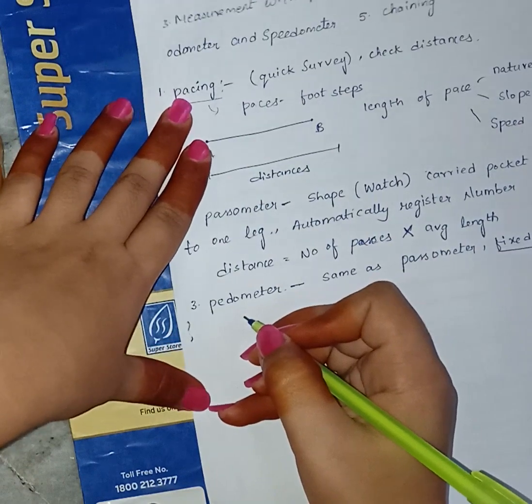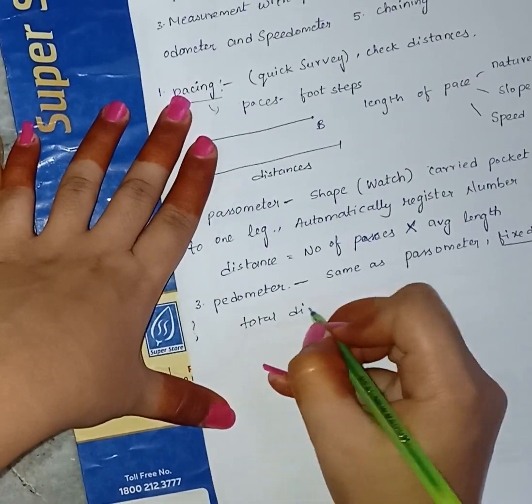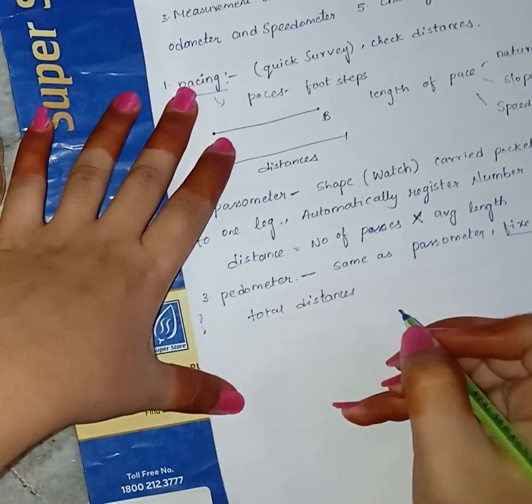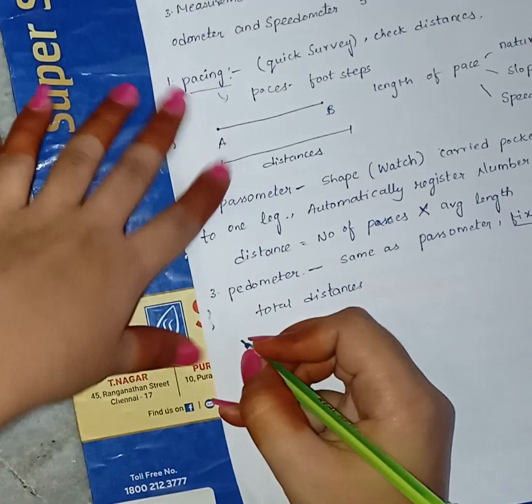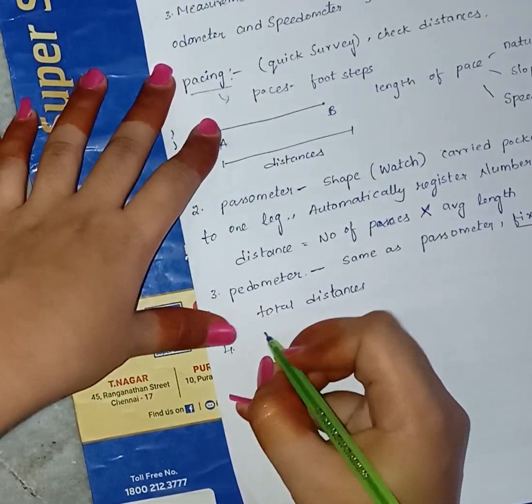It registers the total distance covered by the number of paces. So in case of the pedometer, we will get the total distance directly. There is no need of any formula. Next, the fourth one is measurement by odometer and speedometer.